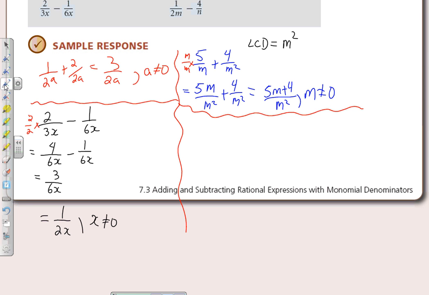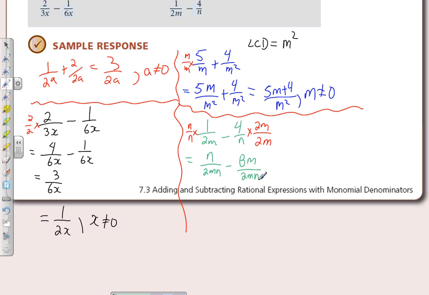And then the last one, 1 over 2m minus 4 over n. Ooh, this one we got a little bit more to do with it. In order to get them the same, I actually need to multiply this one by n over n. And this one needs to be multiplied by 2 over m. They don't have anything in common, so it'll be 1 times the other. Which gives us n over 2mn minus 8m over 2mn.